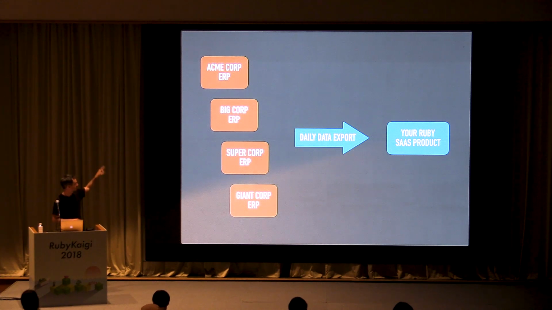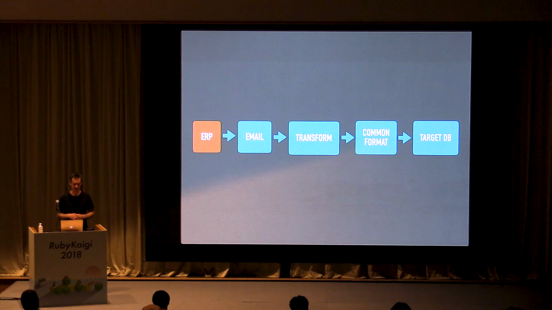So you have all the various ERP or CRM or whatever. And you want a daily data export or an hourly data export, and you want to put that into your nice Ruby SaaS product. To achieve that, you need to think about the pipeline. One thing that I found really easy to follow is when each step, a step being really a Kiba script, provides files to the other on the disk.